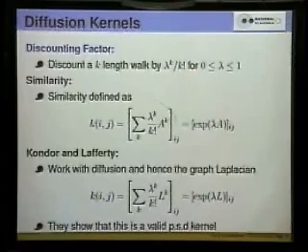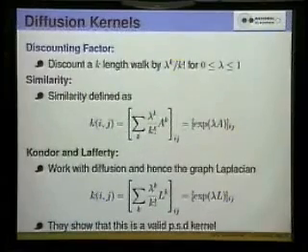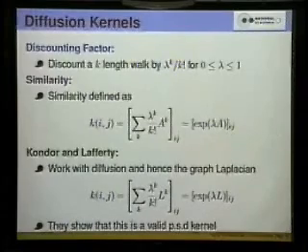So you take a discounting factor between 0 and 1, and you downweight by the k factorial. Now if you look at the notion of similarity, you say that i and j, two nodes in the graph, are similar to each other if the ijth entry of this matrix is large, and small otherwise. If you just stare at it for a minute, you'll immediately see that this is nothing but the exponential of the adjacency matrix.